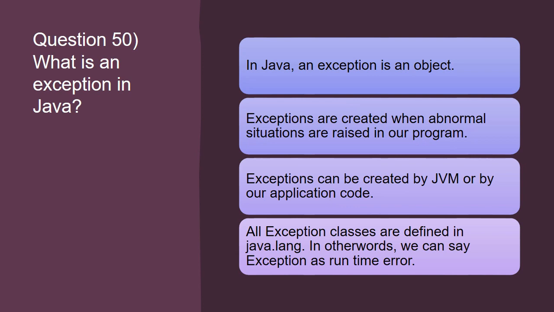Question 50. What is an exception in Java? In Java, an exception is an object. Exceptions are created when abnormal situations are raised in our program. Exceptions can be created by JVM or by our application code. All exception classes are defined in java.lang. In other words, we can say an exception is a runtime error.